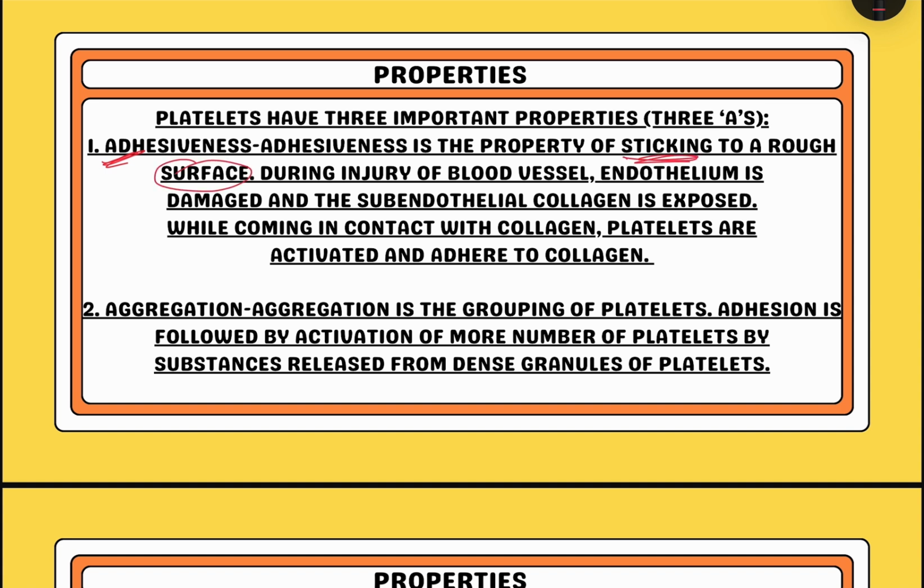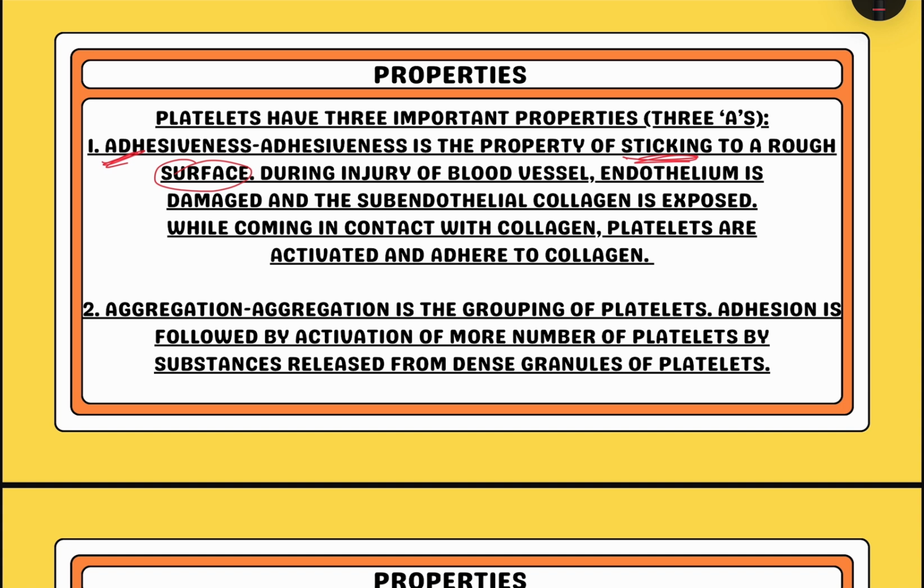That is, during injury of a blood vessel, the endothelium is damaged and the subendothelial collagen is exposed. And when it is exposed, while coming in contact with this collagen, the platelets are activated and adhere to collagen.